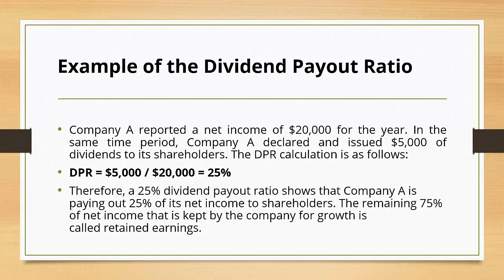A 25% dividend payout ratio shows that company A is paying out 25% of its net income to shareholders. The remaining 75% of net income that is kept by the company for growth is called retained earnings.